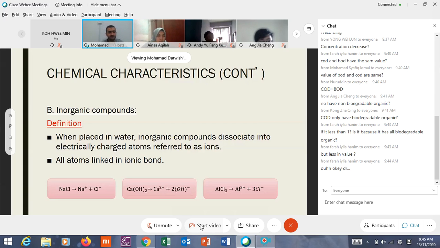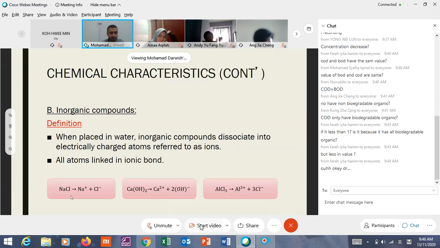But the inorganic compounds, by definition, when they are placed in water, they will be dissociated into electrically charged atoms. Those we call ions. So we have negative ions and positive ions. All atoms are linked in ionic bonds, which is different from the organic compound bonds.